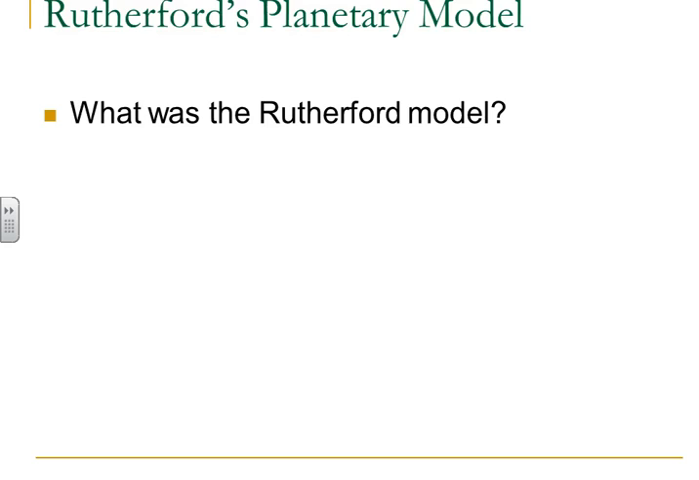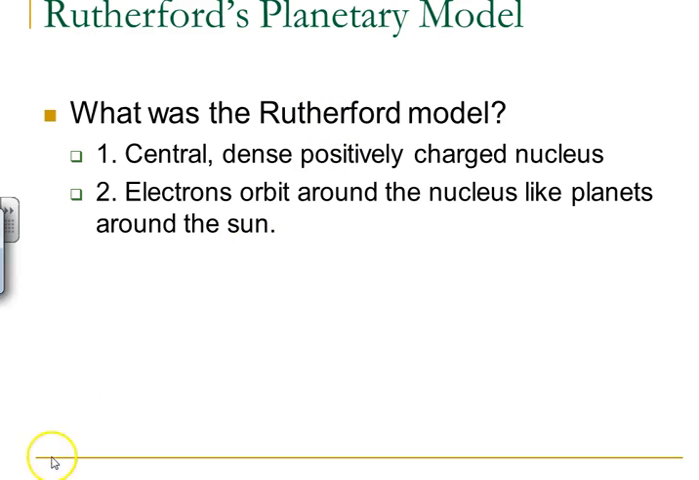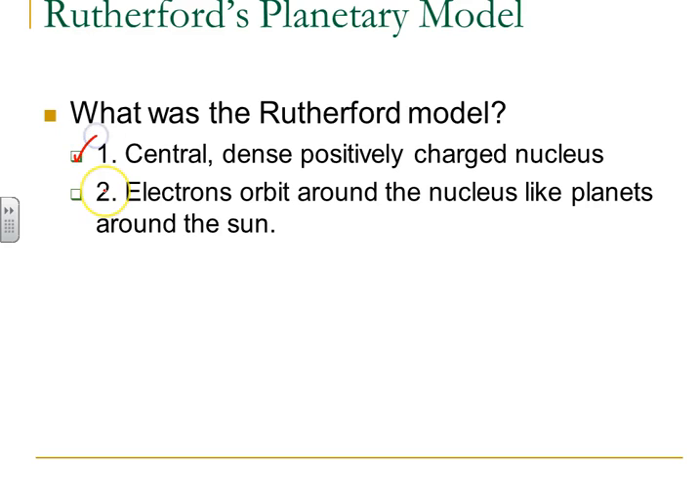To understand how light was used, we have to go back to Ernest Rutherford. You've watched some videos on atomic history and Rutherford's planetary model. So I want to just think about what Rutherford's model was. First, Rutherford's model included a central dense positively charged nucleus, and we still go along with that as a central idea today. So that's a good idea. Electrons orbit around the nucleus like planets around the sun.